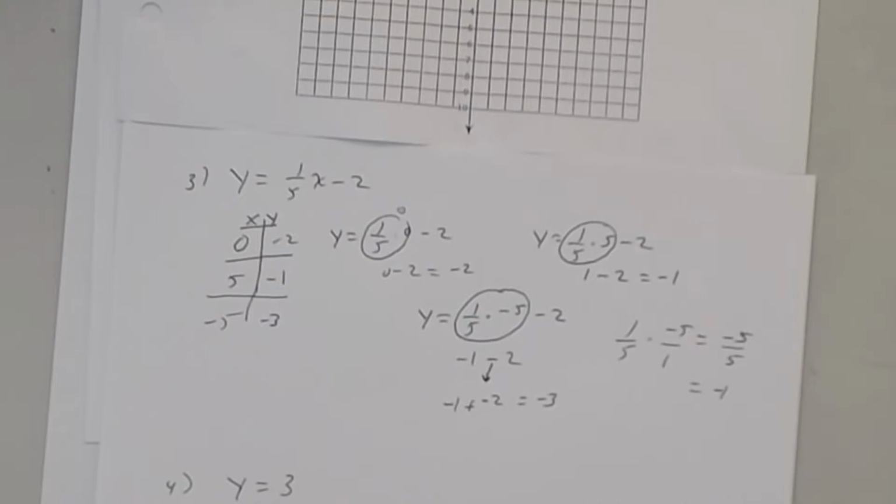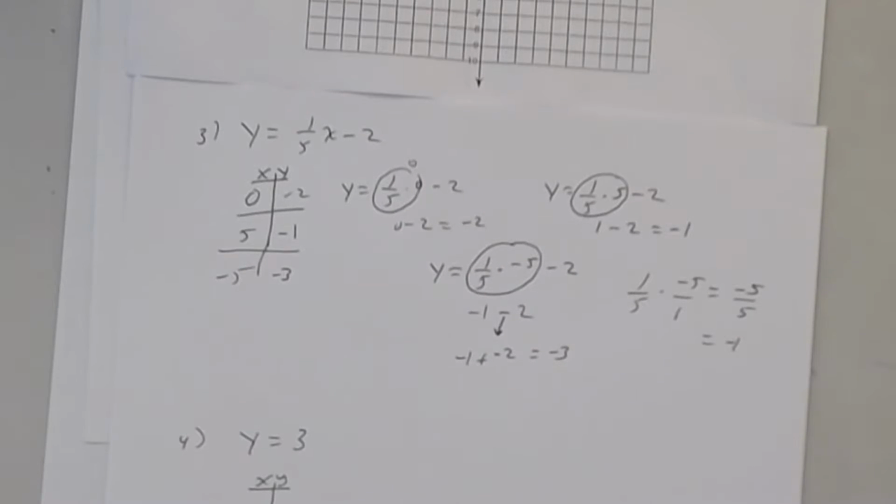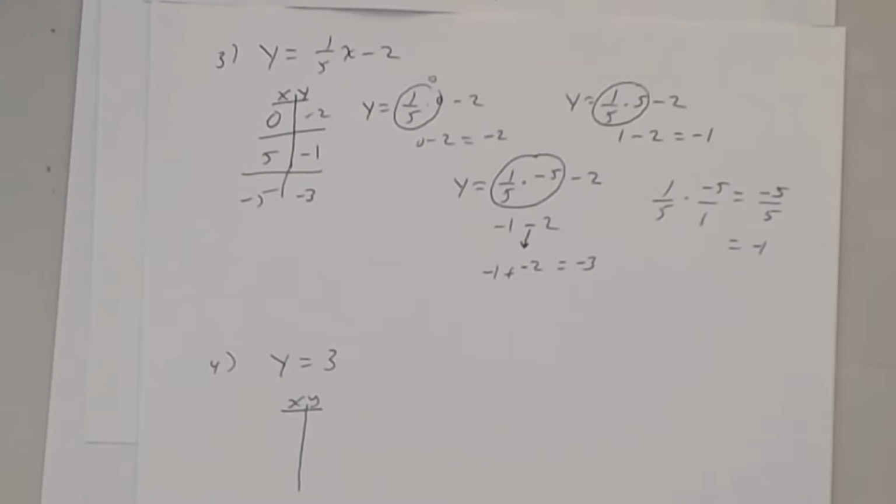T-table. This one's a little bit easier to deal with, although students sometimes get a little messed up with it. This says that y has to always equal what? 3. That's what that says. Y has to be 3.